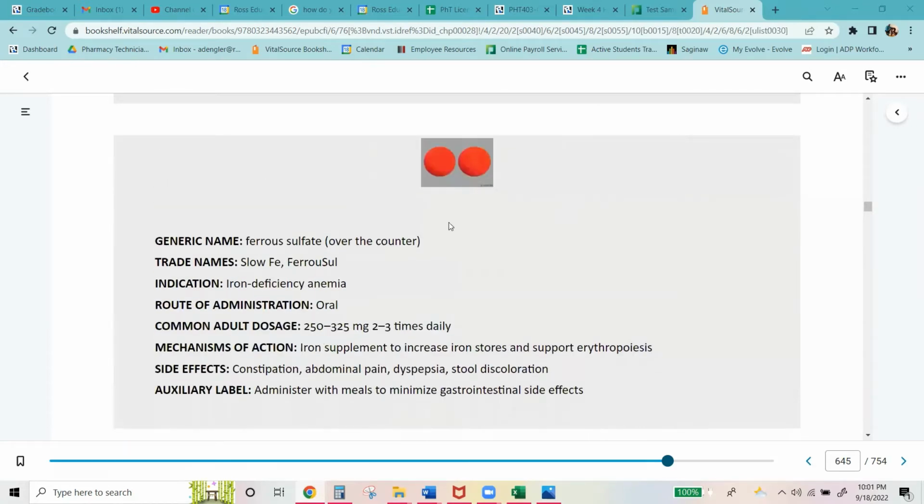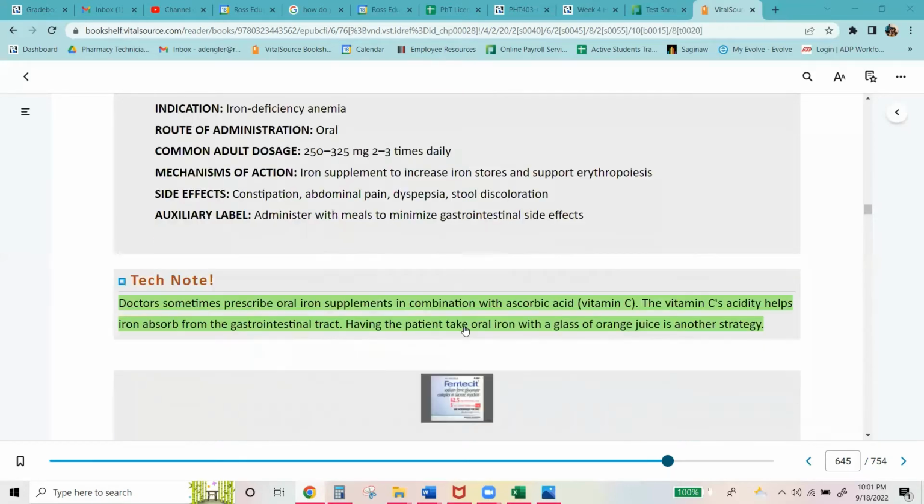So here's our over-the-counter ferrous sulfate. A lot of patients will get a prescription sent in, and it might be cheaper for them to purchase over-the-counter depending on the pharmacy that you work at. So you might have to show them where that is.